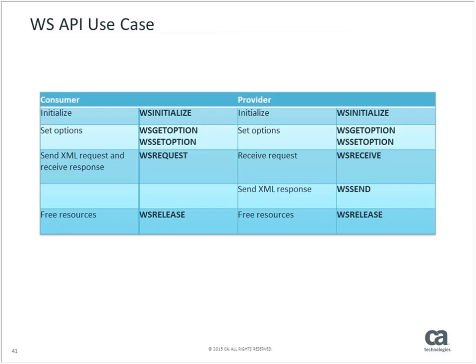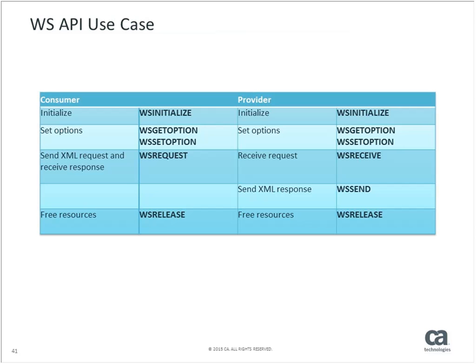And here's a quick use case of how you might use that. If you're writing an IDMS program that consumes a web service, you would issue a link to WS API, IDMS WSI, using the function of initialize to just get things started. Optionally, you could set options. You don't need to.